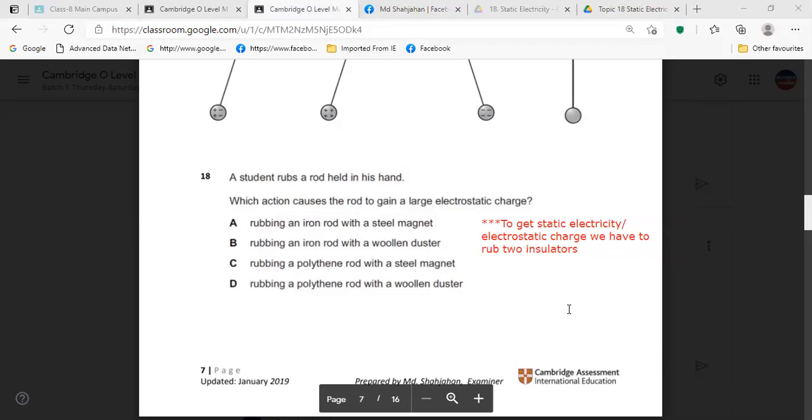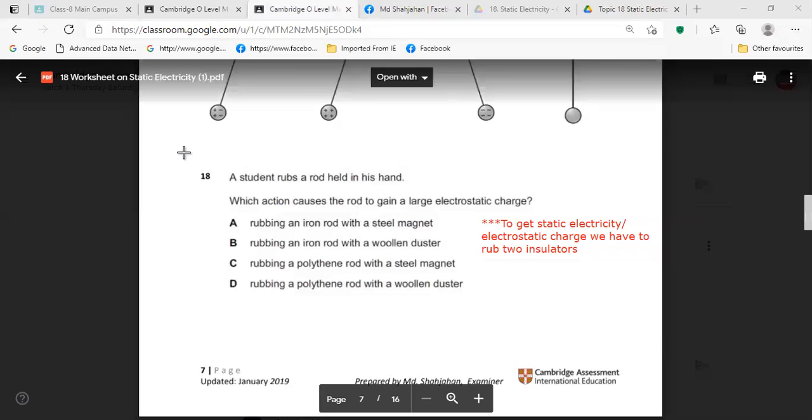Is it clear? Yes, sir. This is the key idea. So these key ideas should always be in your mind. Then you can pick the options quickly. So what is your answer for this question, Maimuna? D. D. Everyone got it?